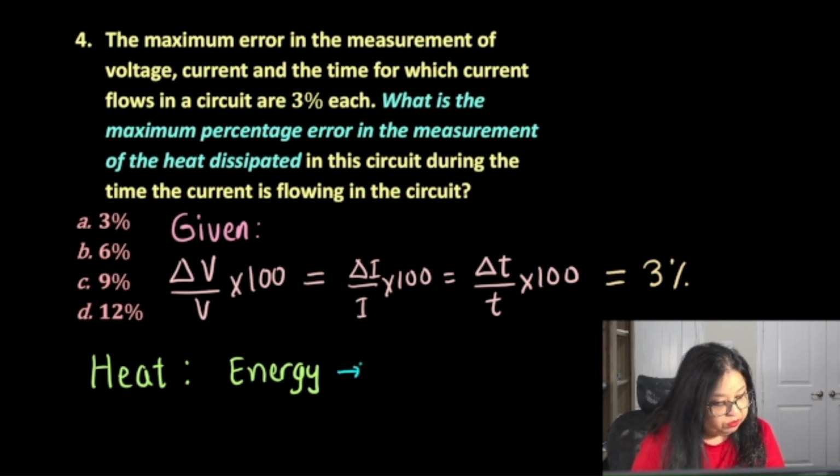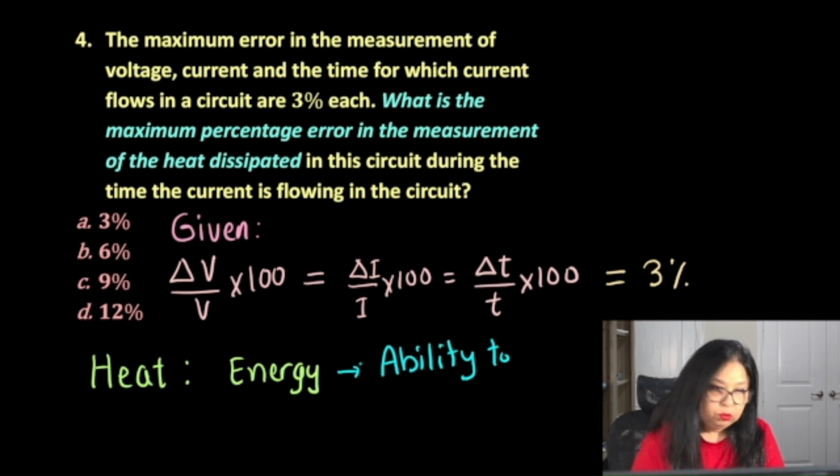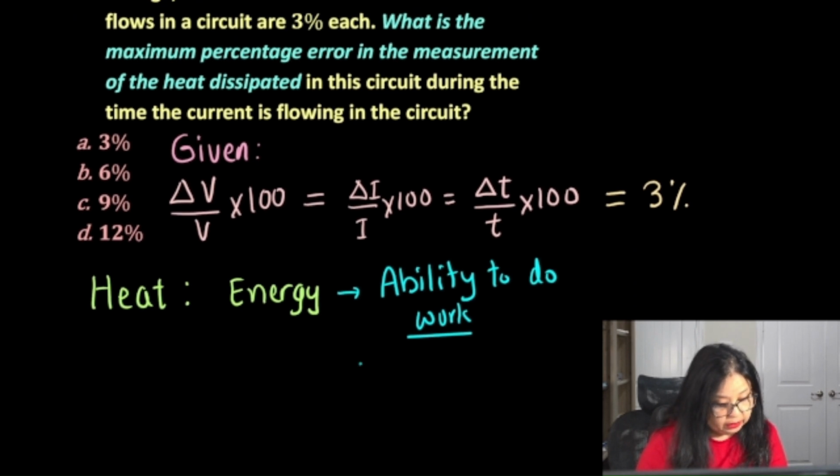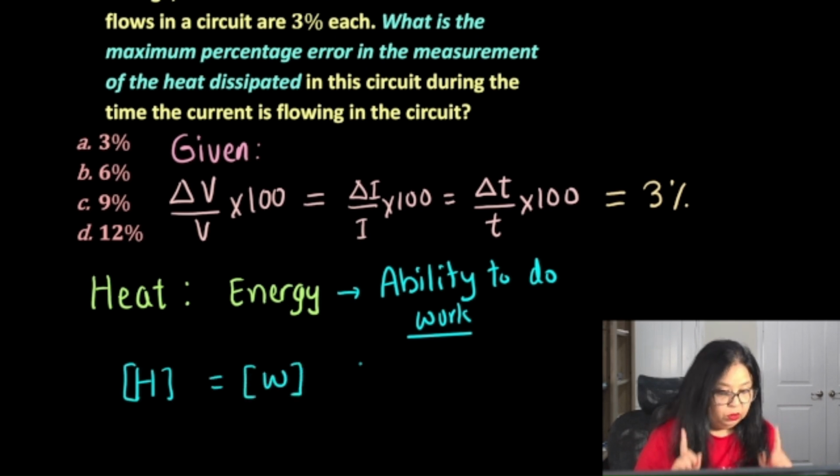Now, what is energy? Energy is defined as what? It is the ability to do work. So energy has the same dimensions as does the work. So heat energy is going to have the same dimensions as that of work. Keep this in mind, okay?